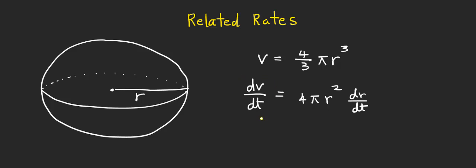So what does dV over dt represent? It represents the rate of change of volume with respect to time. If the volume is increasing, then dV over dt will be positive. If the volume is decreasing, dV over dt is negative. What about dr over dt? That represents the rate of change of r with respect to time. If dr over dt is positive, that means the radius is increasing. If dr over dt is negative, the radius is decreasing.